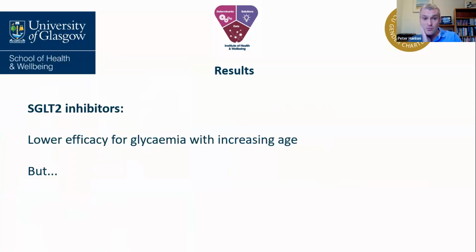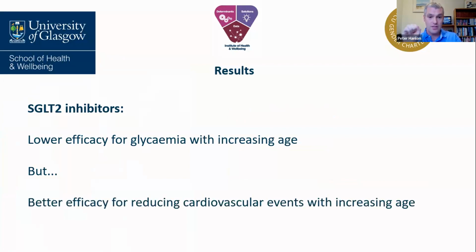Our results in a nutshell showed that for one of those classes, SGLT2 inhibitors, there was a lower efficacy for glycemia, so for blood sugar control, with increasing age. So the effect of SGLT2s on reducing blood sugar was less in older people compared to younger people. But the efficacy of that same drug for reducing cardiovascular events was in the opposite direction. They seemed better at reducing cardiovascular events in older people compared to younger people.